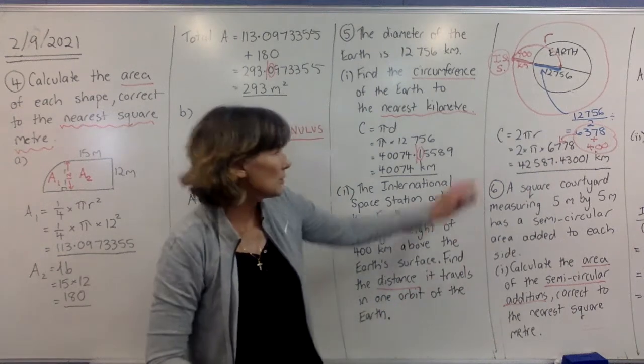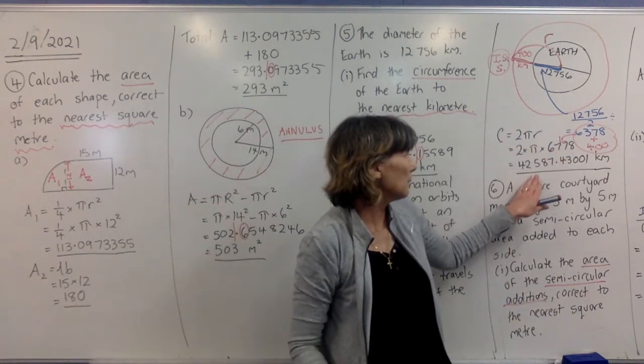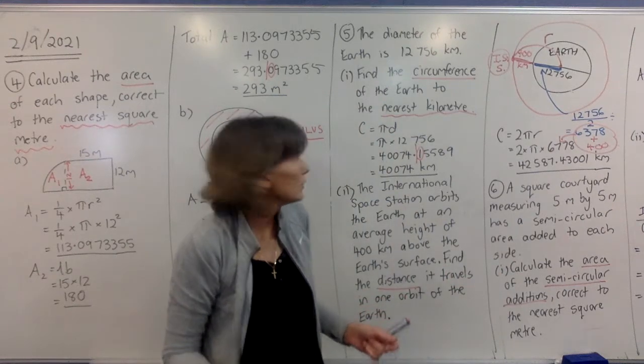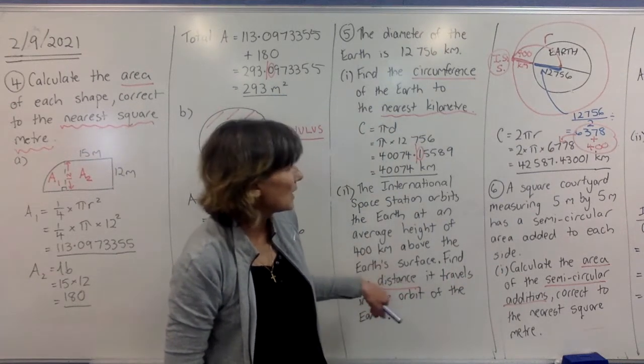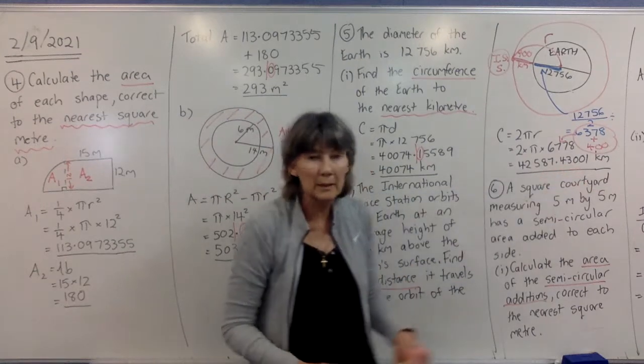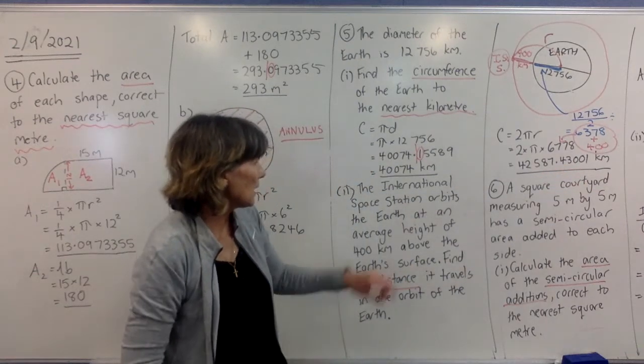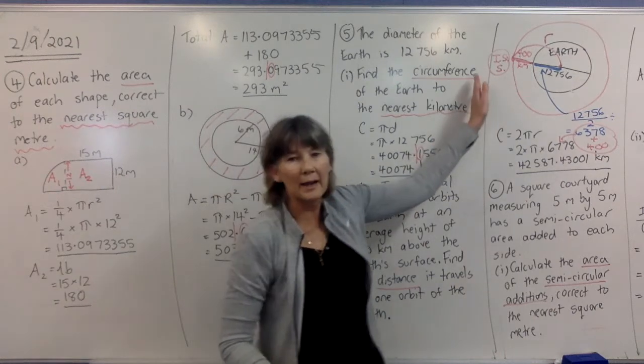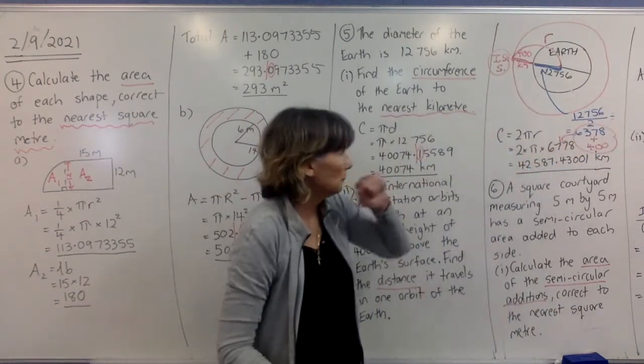Then if you calculate 2 times pi times that, you'll end up with 42,587 or so, it doesn't actually ask for any rounding here, kilometres. And you would expect that that would be bigger than this, which it is, because it's further away, it's going around a bigger circle.